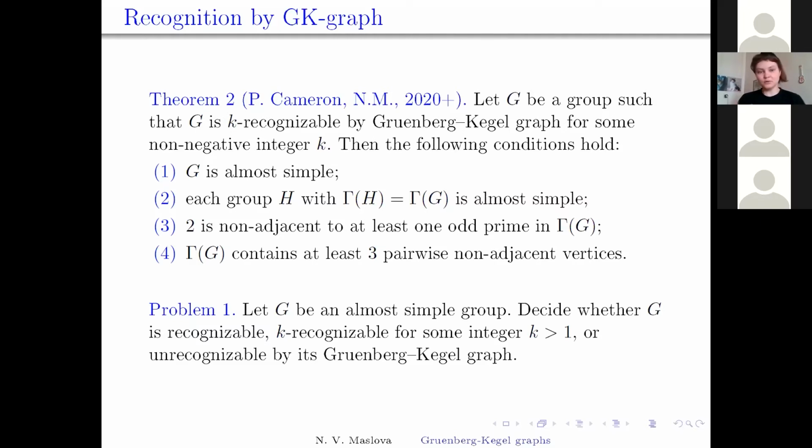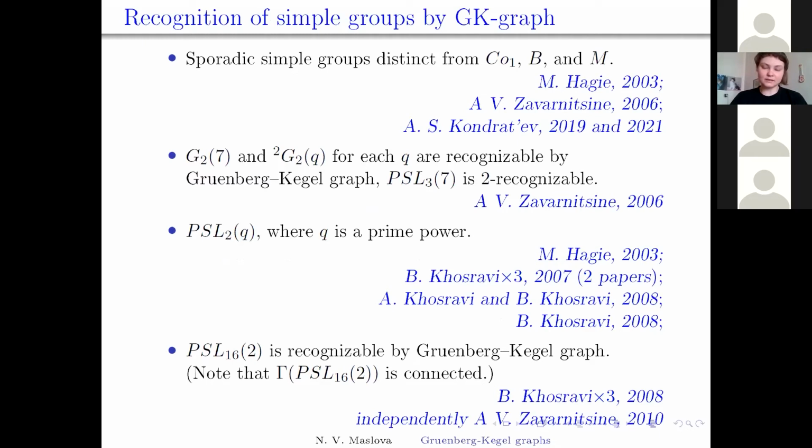And if we solve this Problem 1, then we can say that we know everything about recognizability of a finite group by its Gruenberg-Kegel graph, and we can really tell that this direction of research is completely solved. So it's the base problem in this direction now. And let me mention some known results in this direction.